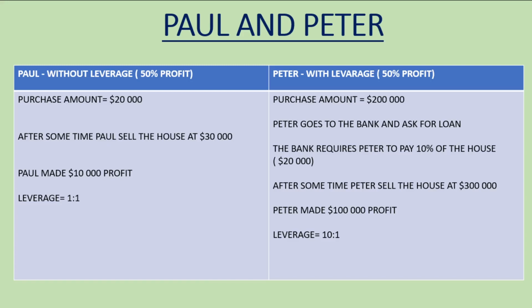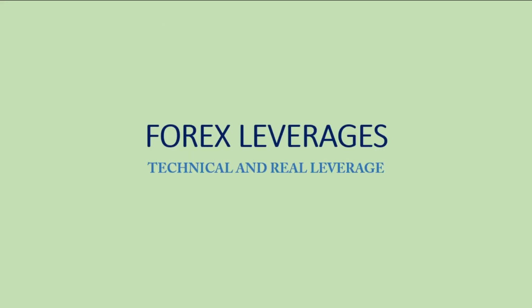How does this help us in Forex? In Forex, we have two types of leverage: technical leverage and real leverage. Technical leverage is the leverage that you have to set up when you open your trading account. And real leverage is what we call lot size or contract size. You will have to set it whenever you open a trade.